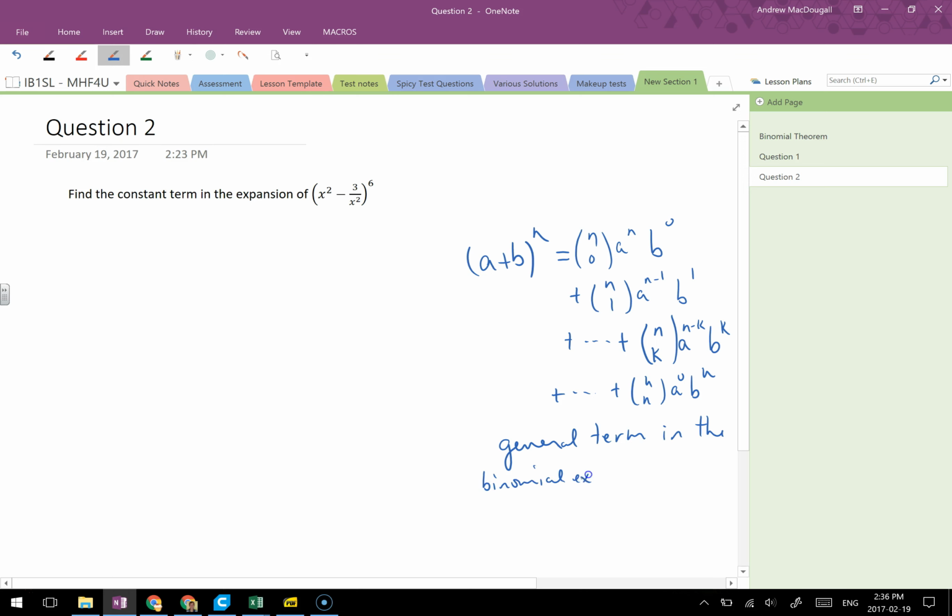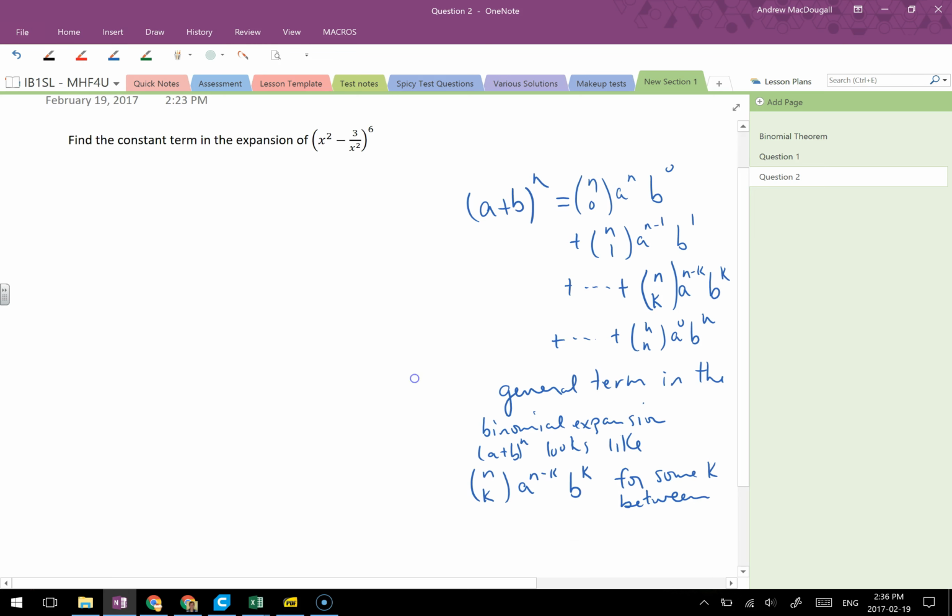binomial expansion (a plus b) to the n looks like what? It looks like n choose k, a to the n minus k, b to the k for some k between 0 and n.